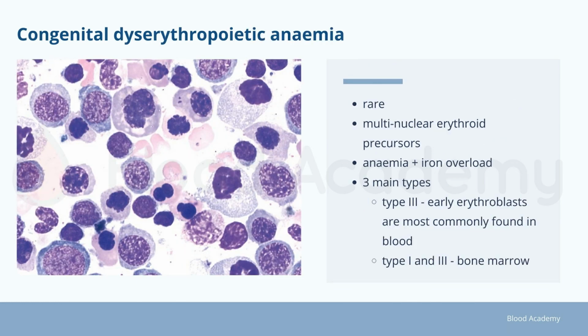Congenital dyserythropoietic anemia, or CDA, is a rare heterogeneous group of inherited conditions characterized by anemia and iron overload. A distinct feature is multinuclearity. Three types of CDA are recognized: type 1, type 2, and type 3. Of these types, type 3 is the rarest form, caused by mutations of the CDAN3 gene. Early erythroblasts are most commonly found in the blood of patients with type 3 CDA. Multinucleated erythroblasts are more commonly found in the bone marrow of the other two CDA groups.